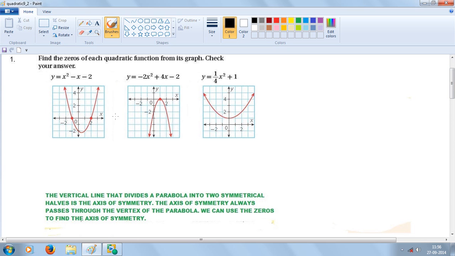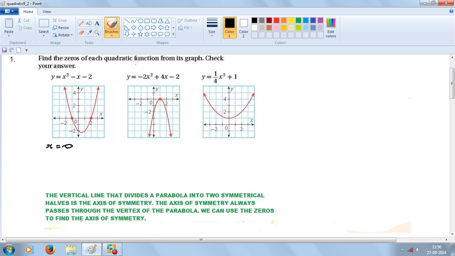What does it mean by find the zeros? When the graph is cutting the x-axis, that means y is equal to 0. So we can see from the graph it cuts at 2 points, at 2 and somewhere near minus 1.